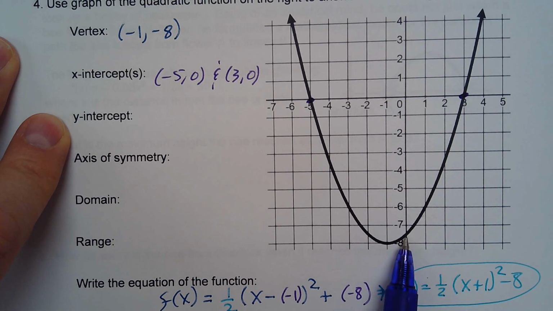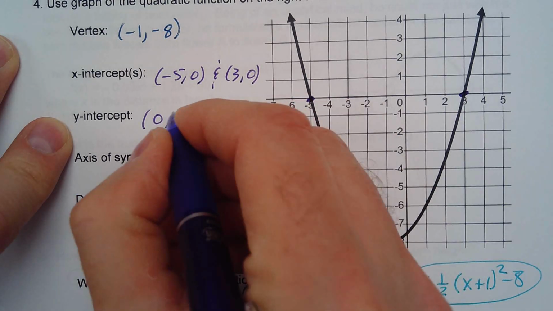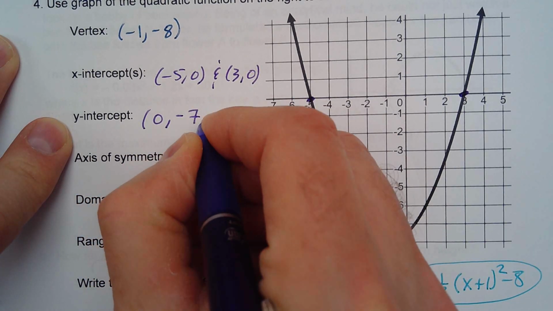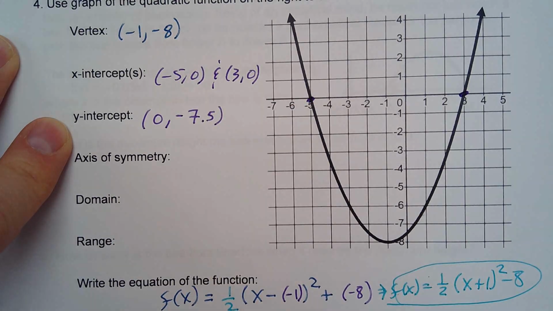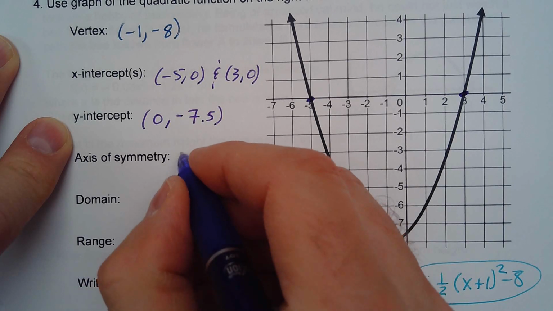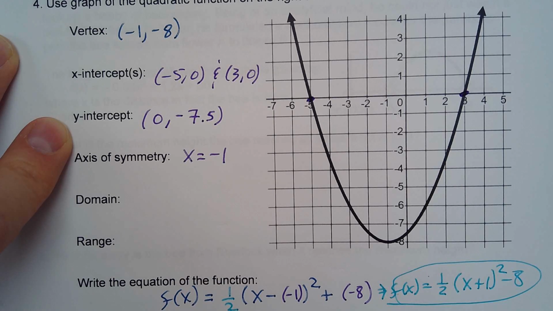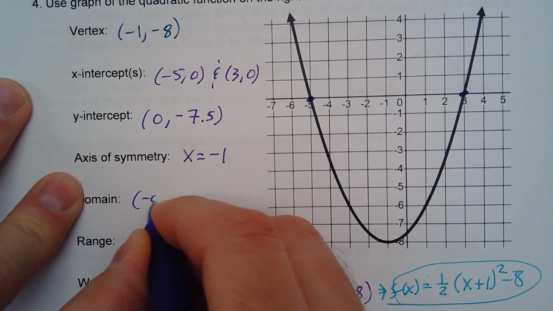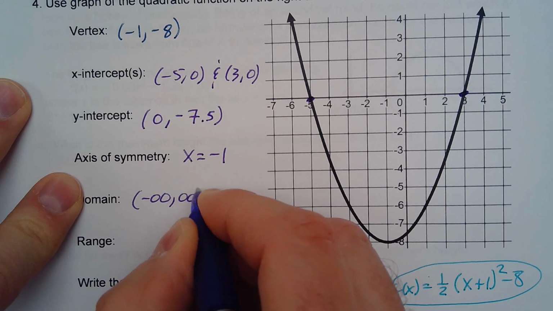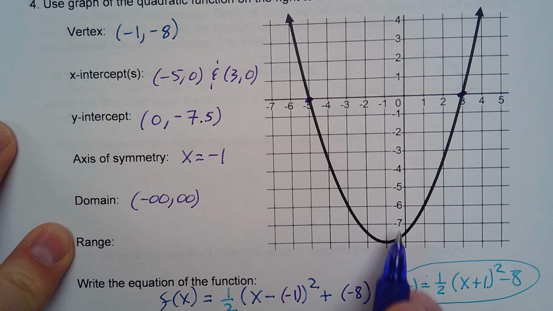Y-intercept looks like about negative 7.5. So I'm going to write (0, negative 7.5). Axis of symmetry is going to be x equals negative 1. Domain here is all real numbers. Range here starts at negative 8 and goes on forever.